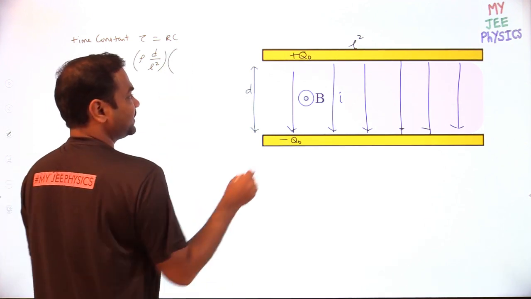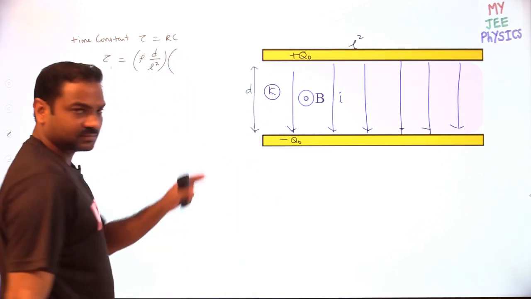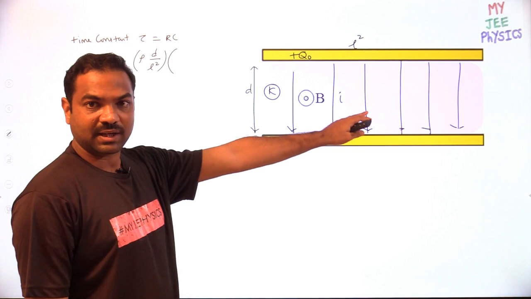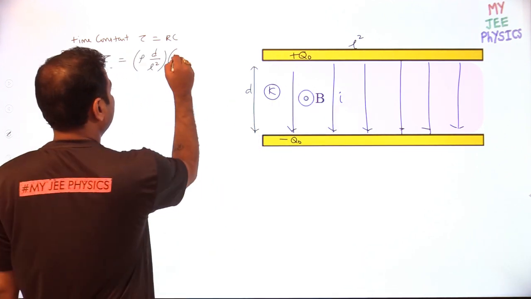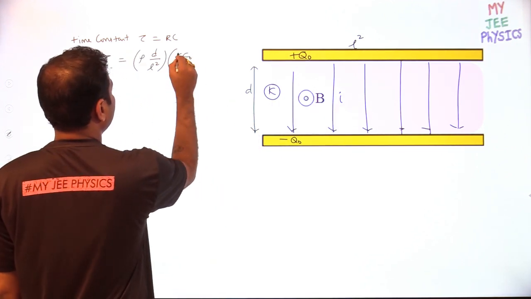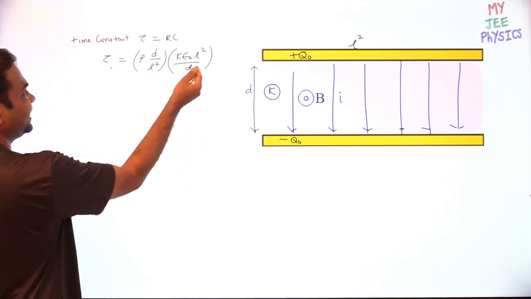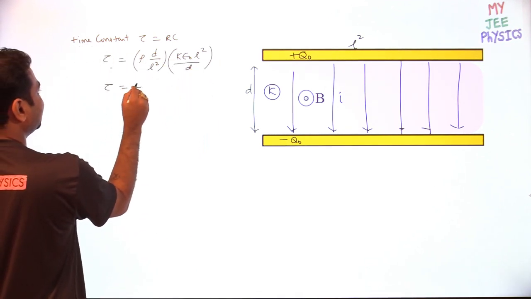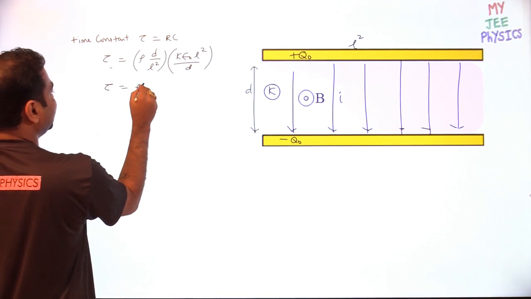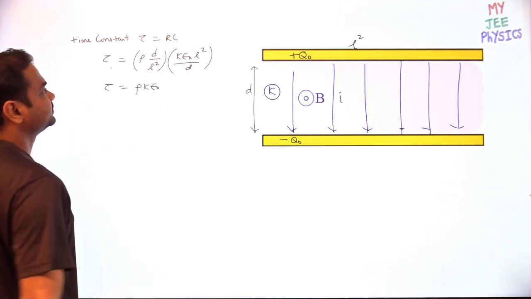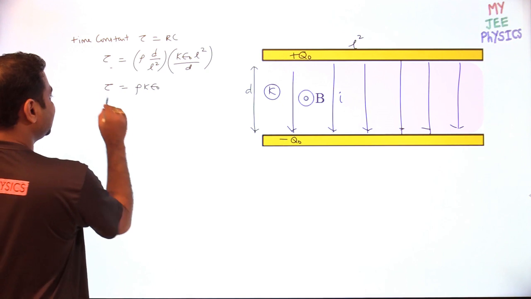Now what is the capacitance value? The dielectric is there, also while discharging. So the capacitance I can write as K into epsilon naught into area L square by D. So D and L square cancel out, and you will get tau equal to rho into K into epsilon naught. This is the time constant.